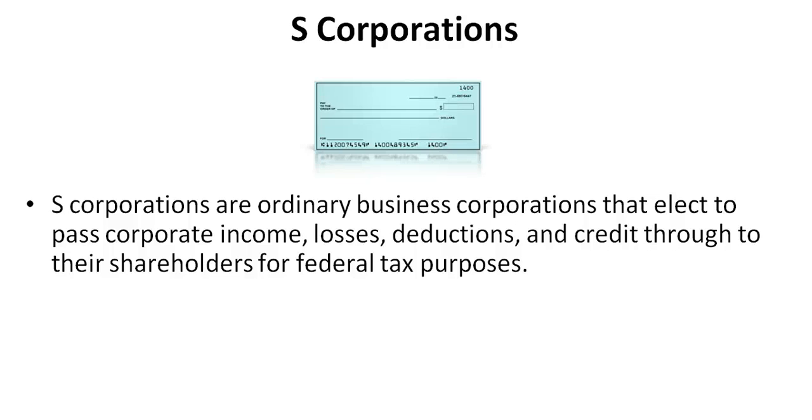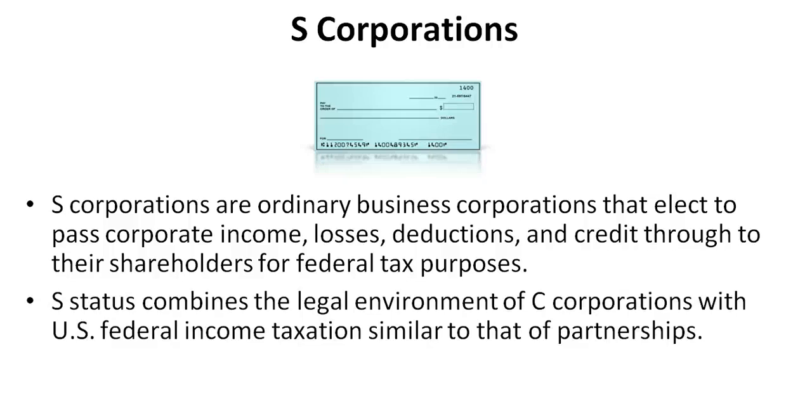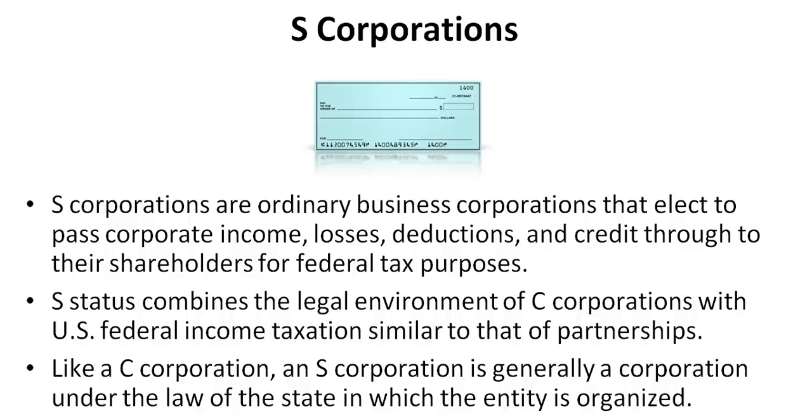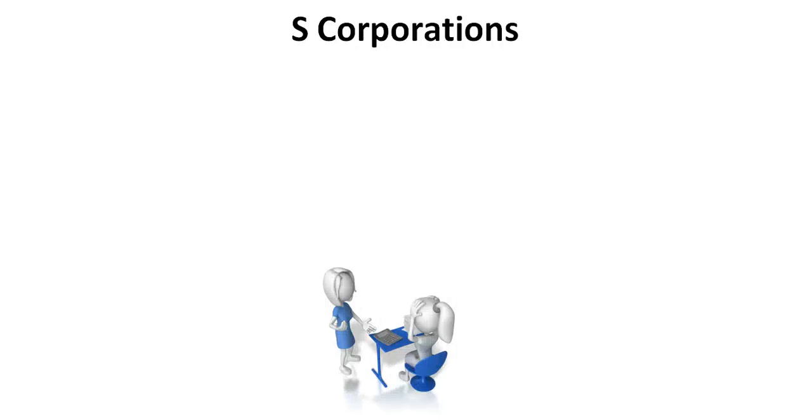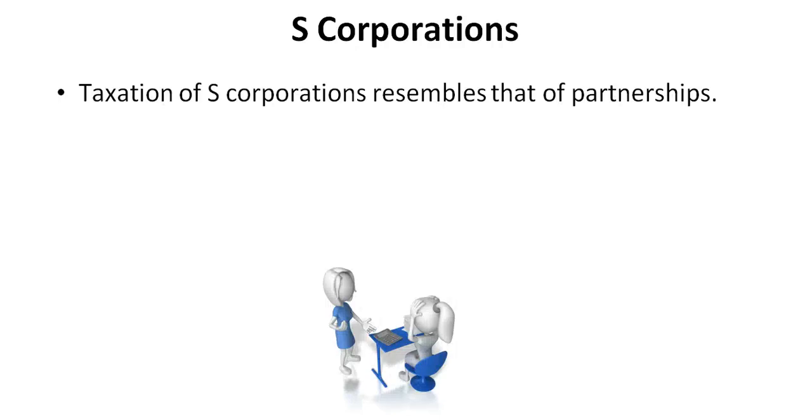S corporations are ordinary business corporations that elect to pass corporate income, losses, deductions, and credit through to their shareholders for federal tax purposes. S status combines the legal environment of C corporations with U.S. federal income taxation similar to that of partnerships. Like a C corporation, an S corporation is generally a corporation under the law of the state in which the entity is organized. Taxation of S corporations resembles that of partnerships.